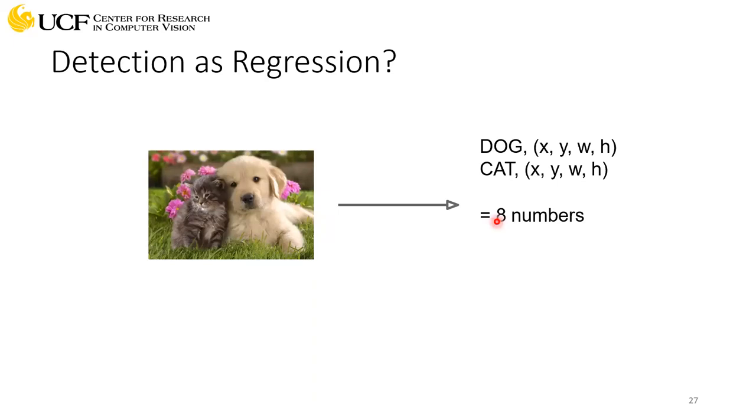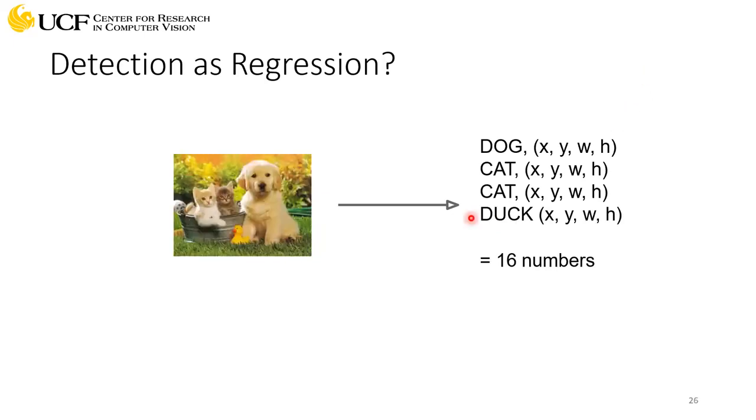A question from Curtis: why does it count cat twice if they are the same class? So this is object detection, right? You detect all the objects which are present in the image. You could have 100 different objects of the same class, or you could have just one object, or you could have none. But you have to localize all the objects. So if there are two cats, you'll have to say that, okay, this is cat number one, this is cat number two.